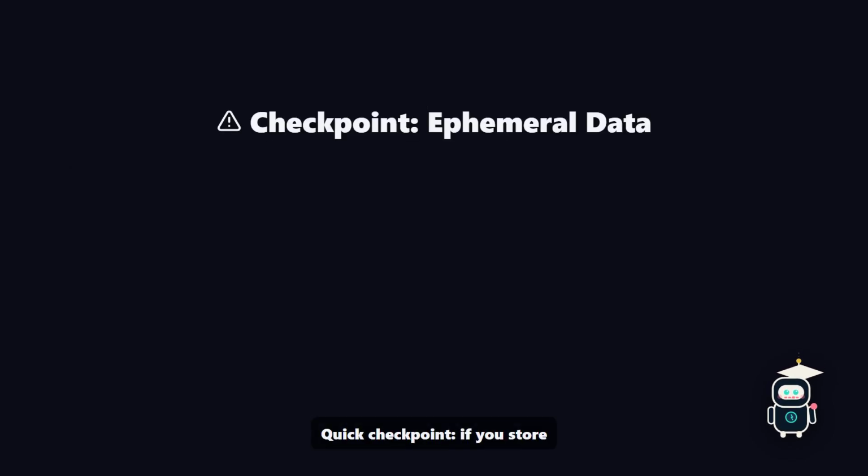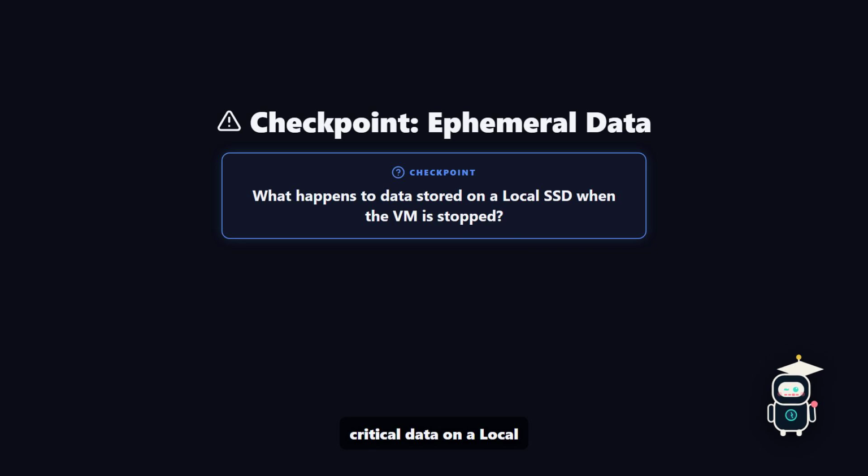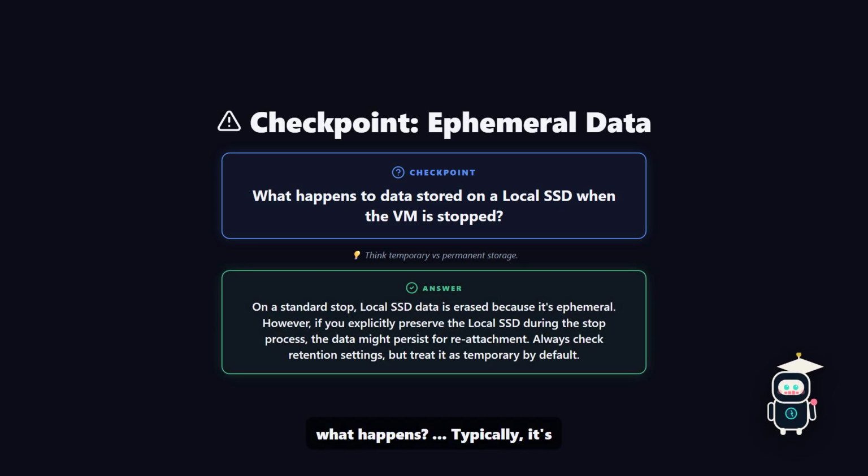Quick checkpoint. If you store critical data on a local SSD and the VM stops, what happens? Typically, it's gone, unless you've explicitly preserved the local SSD during the stop. Ephemeral storage is pure speed with no durability guarantee. Now let's look at a shared file system that bridges the gap.